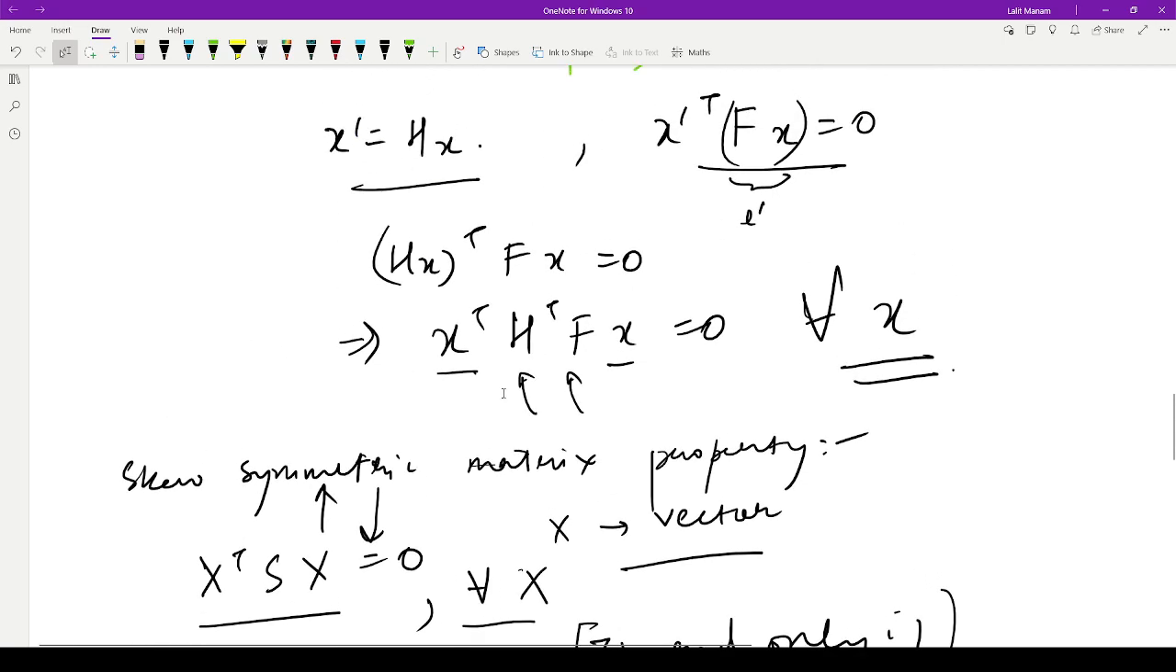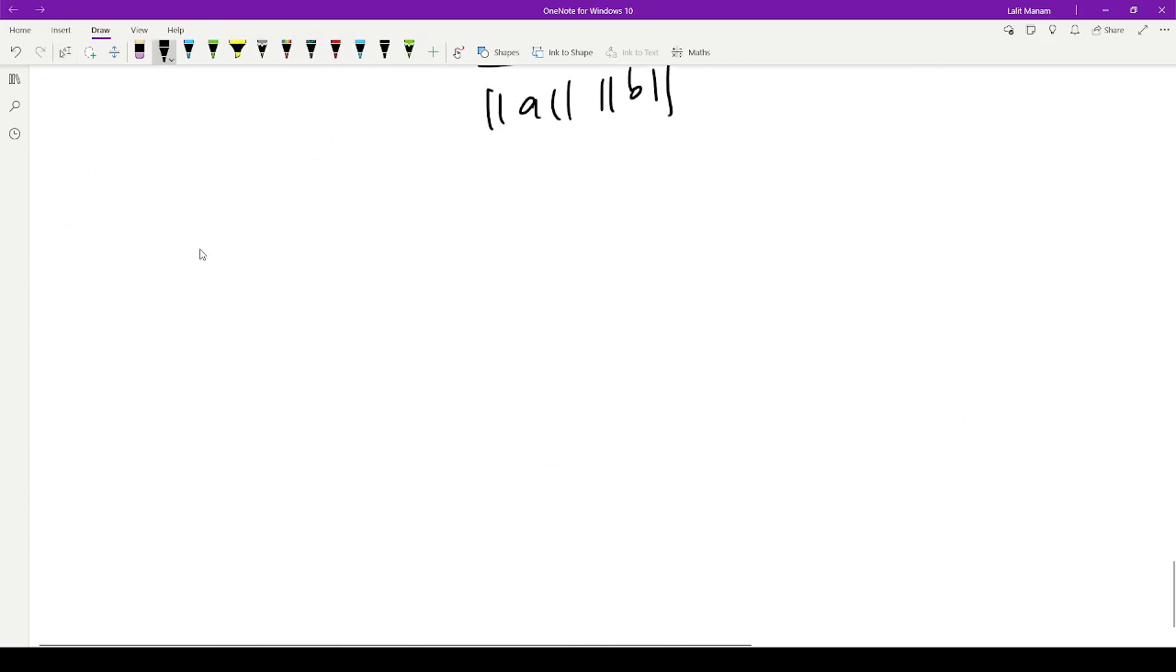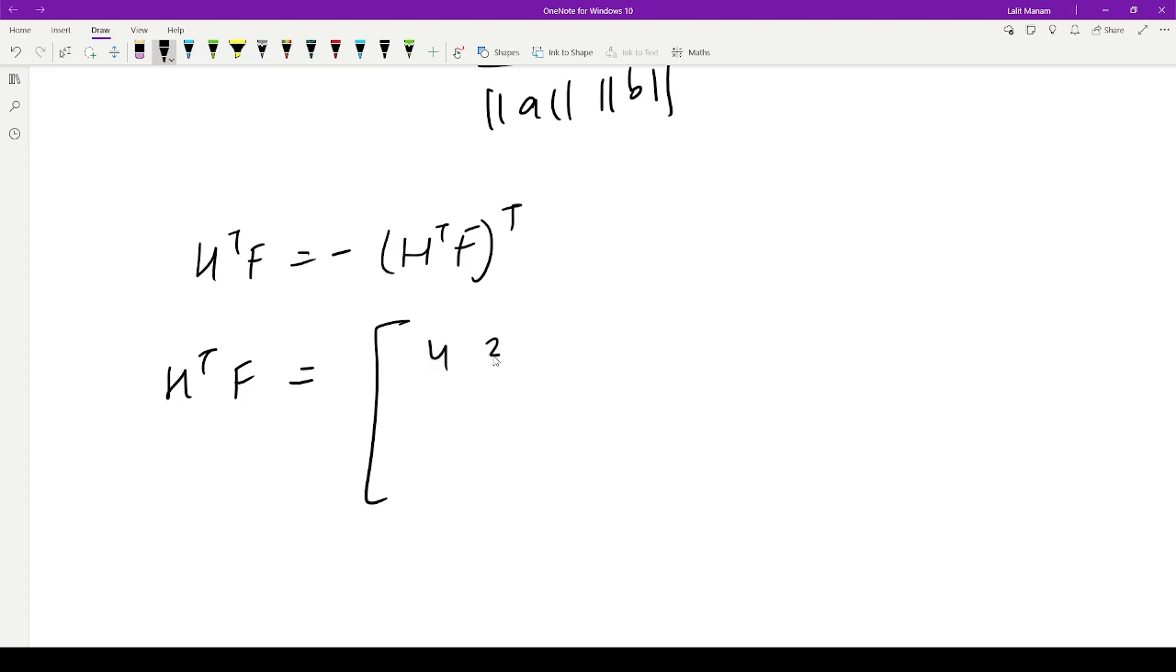Okay, where are we? Ultimately, in the question we need to see whether H transpose F is skew symmetric or not. The other way to write skew symmetric is H transpose F equals minus of (H transpose F) whole transpose. That's what the skew symmetric definition gives us. Okay, so we will not check it like that. We'll just directly place the values.